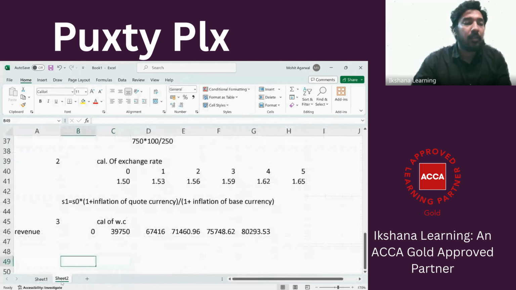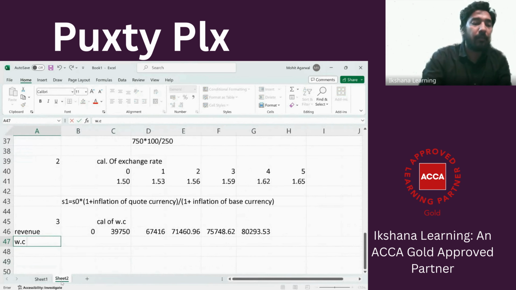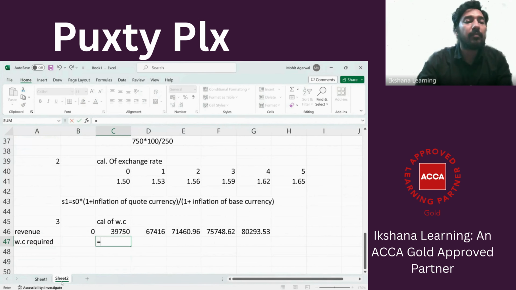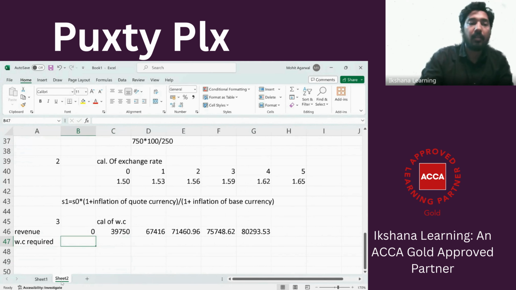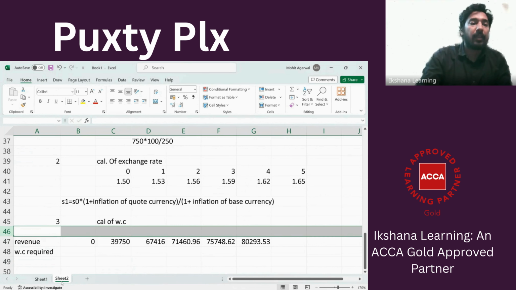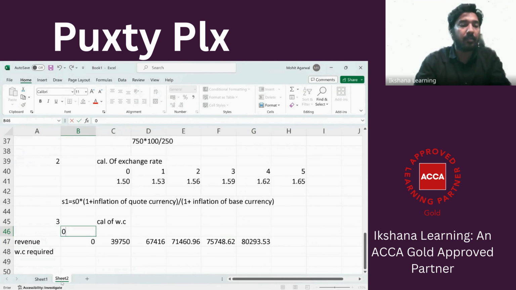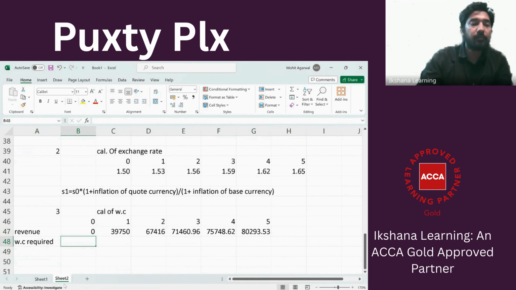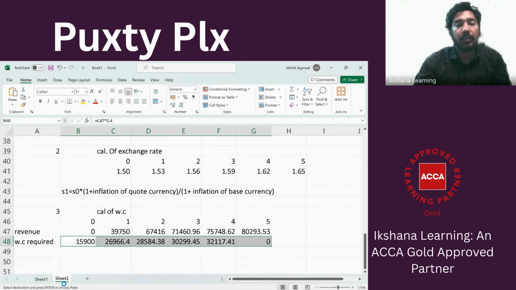So how to solve this? You have to calculate the working capital required. So it will be 40% of revenue at the start of the year. So if we make one column of year also, to give you better understanding, 0, 1, 2, 3, 4, and 5. So this year into 0.4 they need, like this for every year.